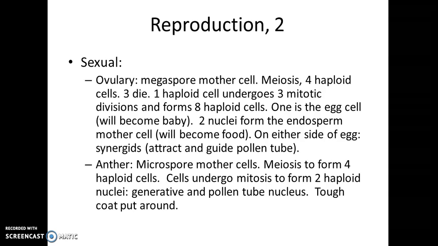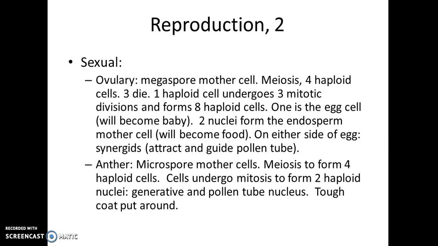I'm going to show you a picture of this moment. So you have 3 cells at the bottom. The central cell will be an egg cell. We have 2 cells on either side of the egg cell called synergids, which take the pollen tube and guide it toward the egg. And then you have the endosperm mother cell, which will have 2 haploid nuclei.